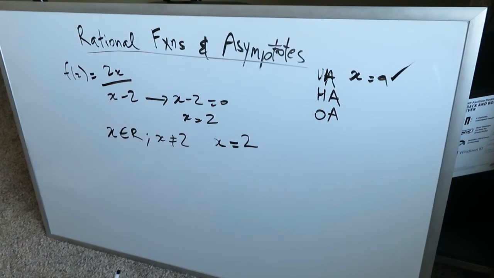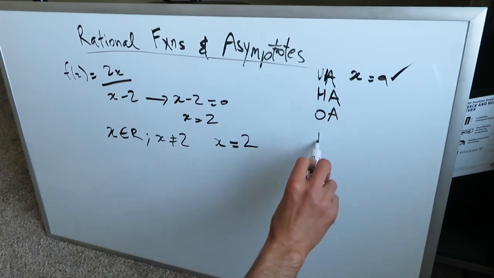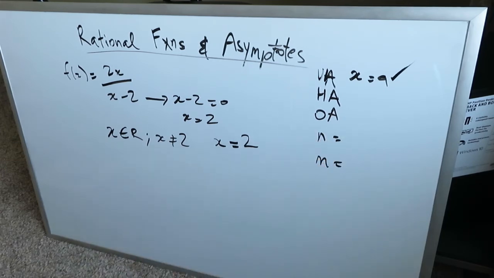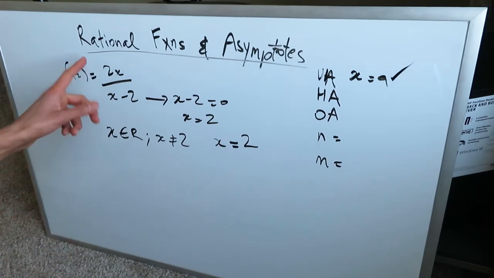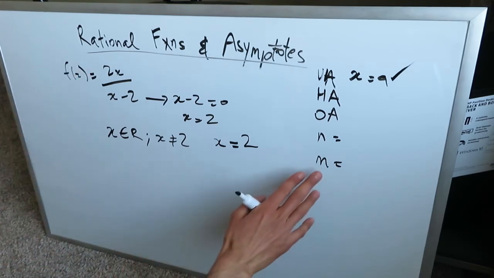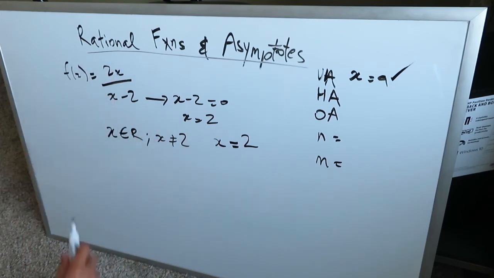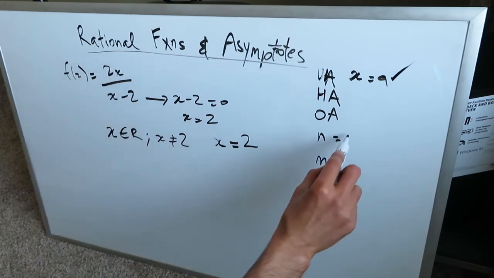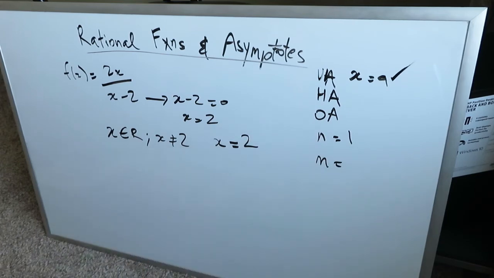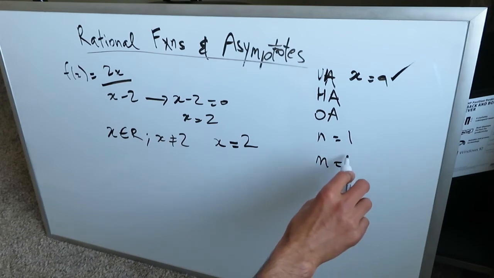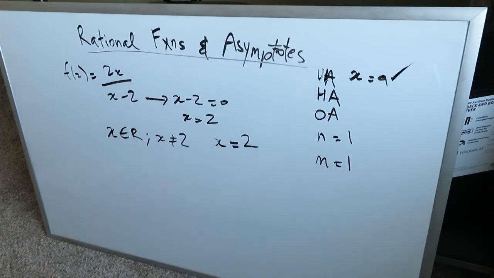Our next goal is now the horizontal asymptote. The horizontal asymptote requires you to determine the n and the m values first. Remember, n is the highest order of exponent of your polynomial in the numerator, and m is that for the denominator. What's the highest order I'm seeing in the numerator? I see 2x to the power of 1. So my highest order for n is 1. But look here in the denominator, it's also x to the power of 1. So my highest order in the denominator is 1.